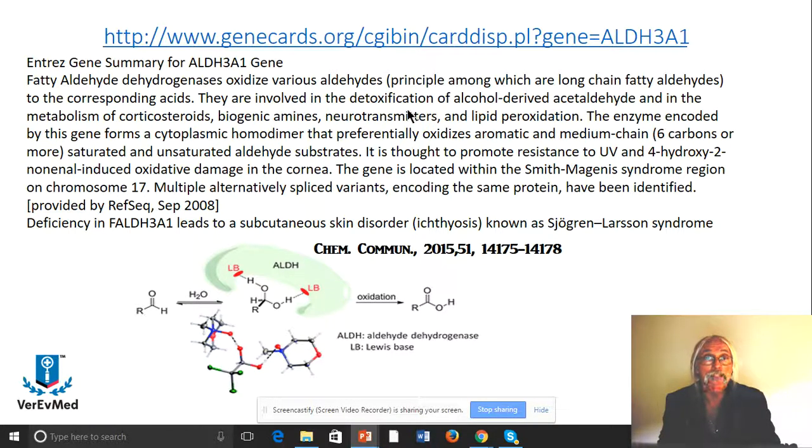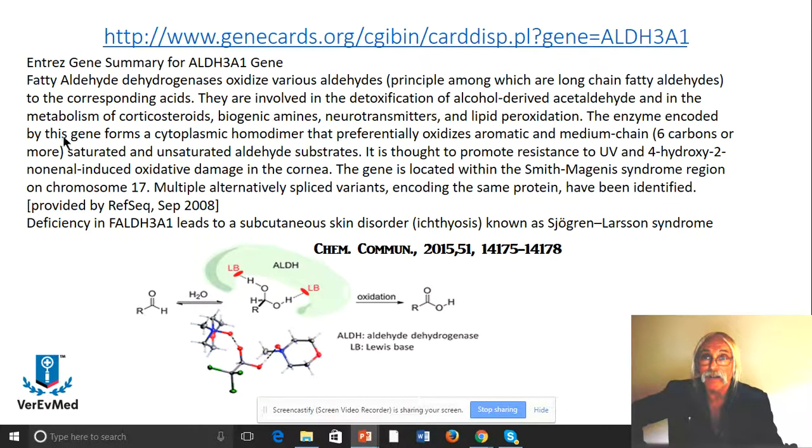So they're involved in the detoxification of alcohol-derived acetaldehyde. When people ingest ethanol, alcohol dehydrogenase makes acetaldehyde. This is a very cytotoxic compound. So we have an enzyme which takes acetaldehyde and generates acetate, or acetic acid. That's an aldehyde dehydrogenase. In fact, this enzyme will do that reaction.